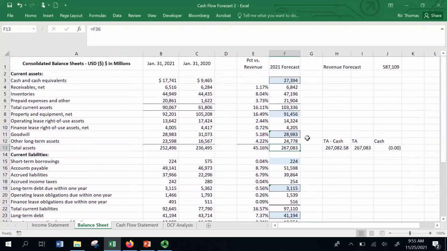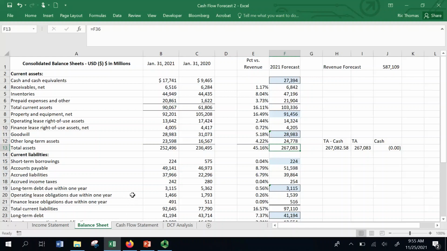And then therefore the cash will just be the number that makes it all equal. And so I figured that number out on the side. I typed it in. It's 27,394. Okay, so that's my cash. It looks like my cash is going to go up about 10,000, maybe a little bit less for next year.